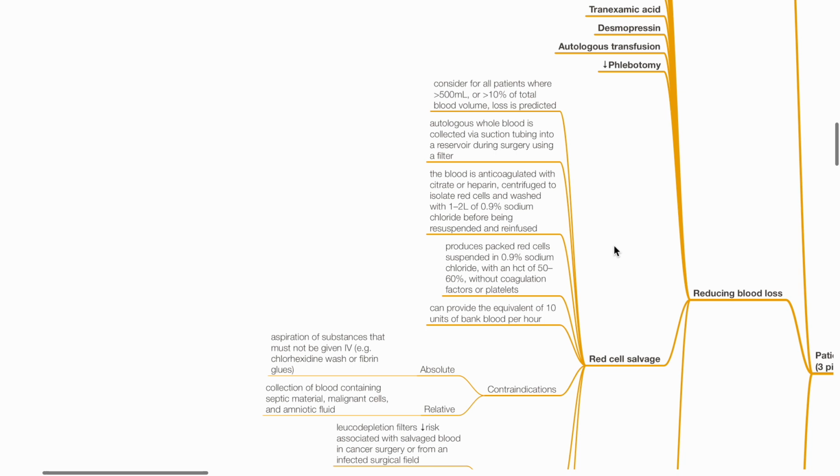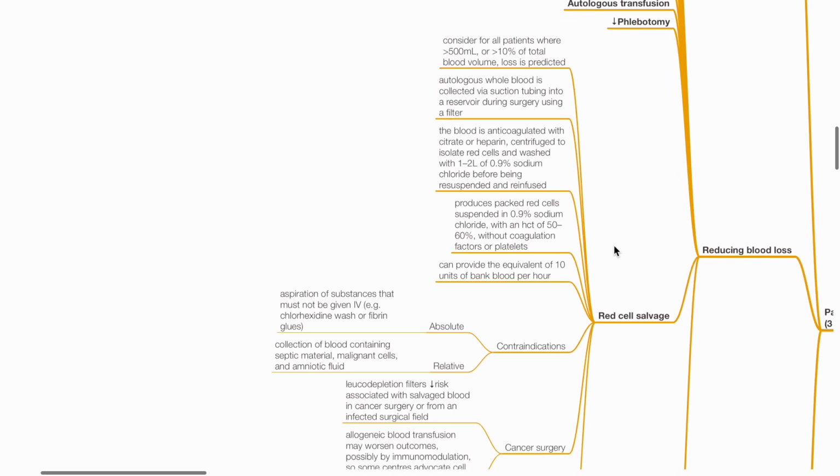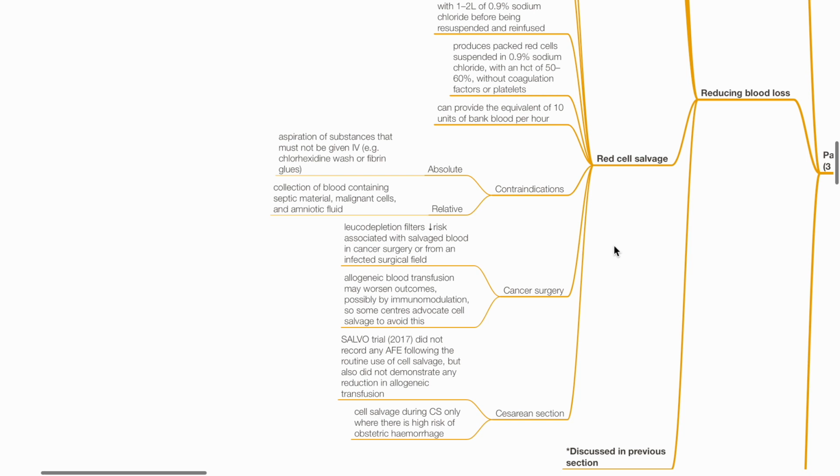Absolute contraindications include aspiration of substances that must not be given IV, such as chlorhexidine and fibrin glues. Relative contraindications include collection of blood containing septic material, malignant cells, and amniotic fluid. Leukodepletion filters reduce the risk associated with salvaged blood in cancer surgery or from an infected surgical field. Allogeneic blood transfusion may worsen outcomes, possibly by immunomodulation. Hence, some cancer centers advocate cell salvage to avoid this.